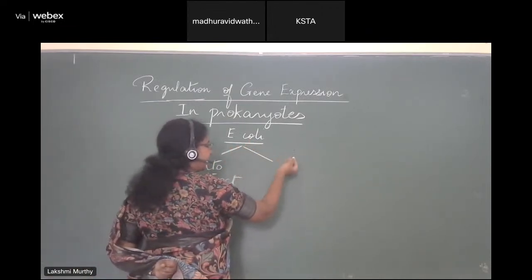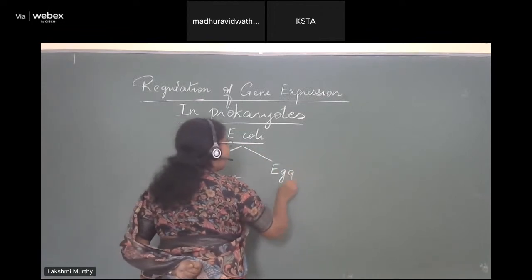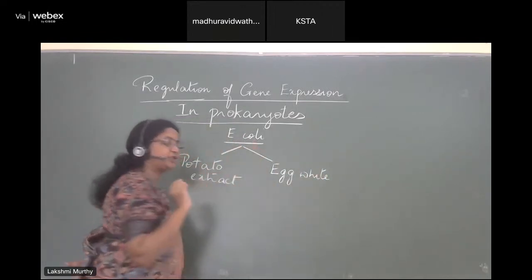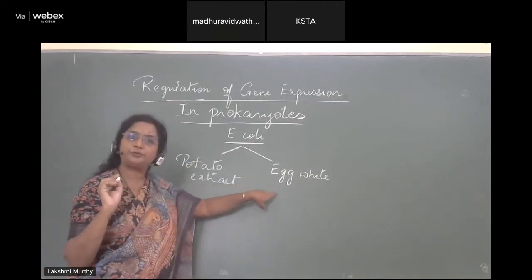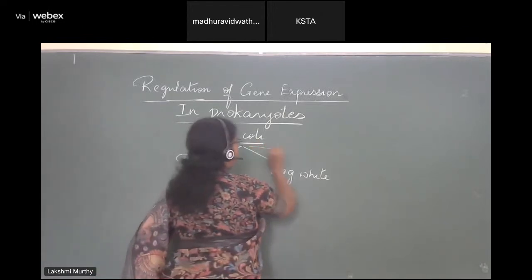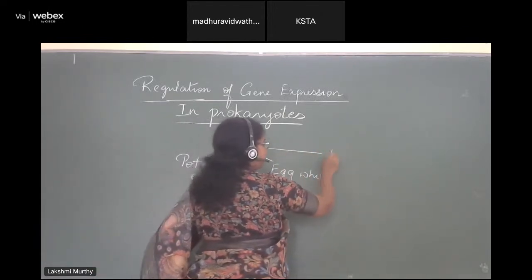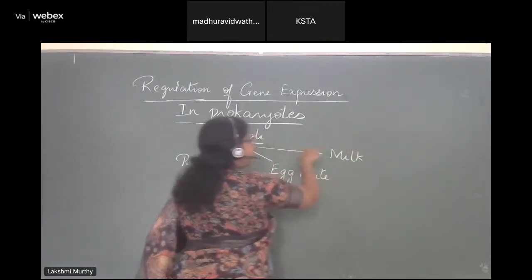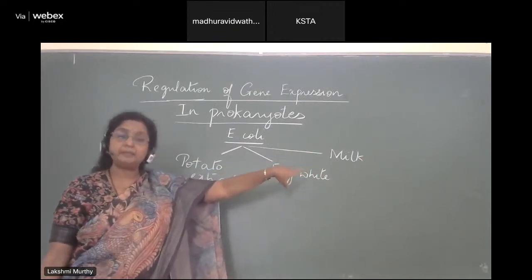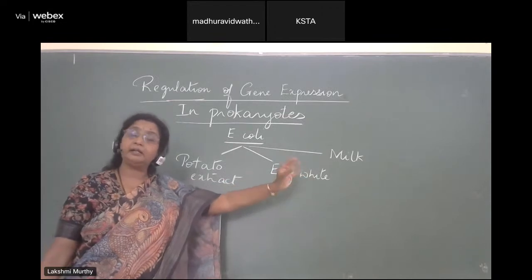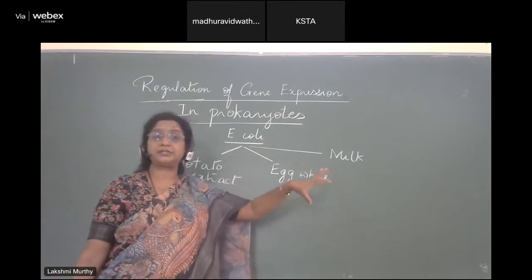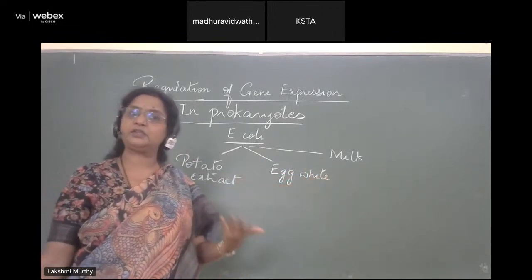Suppose I grow E. coli in an environment where I give it probably egg white, which is rich in protein. Then in that case, E. coli should manufacture enzymes that can break down the protein of egg white, give it amino acids for its nutrition. Suppose I grow E. coli, let us say, on milk. Then in that case, E. coli should make the enzymes that can break down the sugar present in milk called lactose and derive nutrition from it. It should be able to make enzymes to break down the proteins of milk and get amino acids from it and so on.